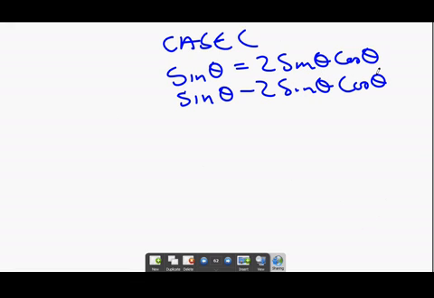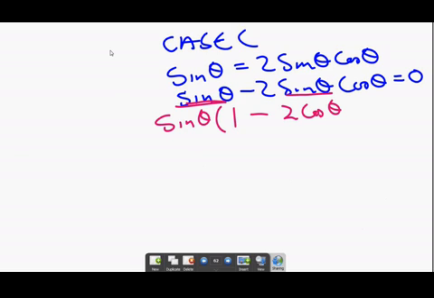As you can see, I can easily factorize the sine there. So the sine comes out: sine theta, bracket. If I remove sine from there, it's going to leave 1, and then this is minus 2 cos theta. This is obviously going to be equal to 0, because I moved them to one side, isn't it? Do you see that? Now what does this mean? It means that sine theta is equal to 0, and also 1 minus 2 cos theta is equal to 0.